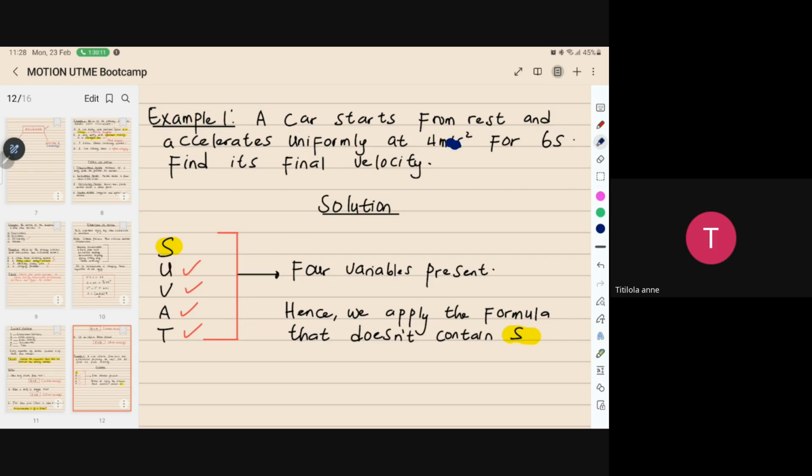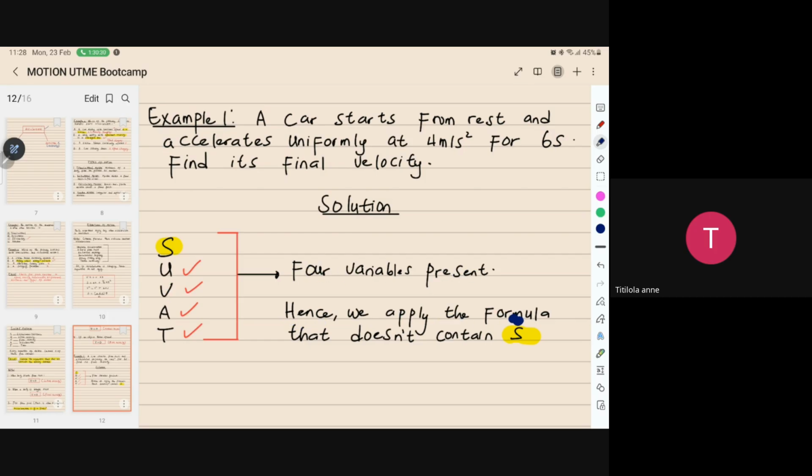Are you seeing it now? Acceleration is meter per second squared. Velocity is meter per second. Take note, I didn't put that in your slide, but take note: meter per second squared is acceleration. So at 4 meters per second squared, acceleration is present. For 6 seconds, time is present. Find its final velocity. They want us to find v. So now 4 variables are present.